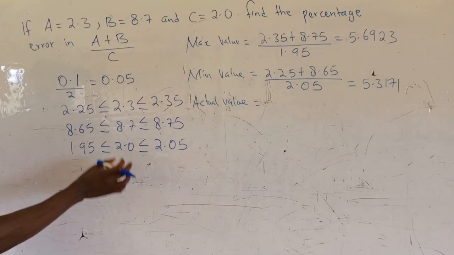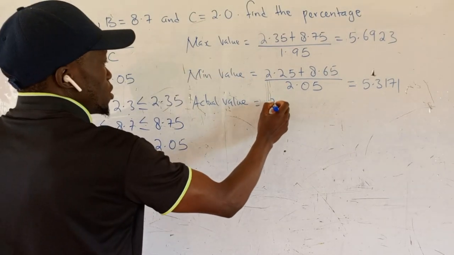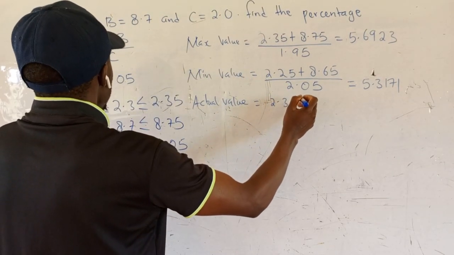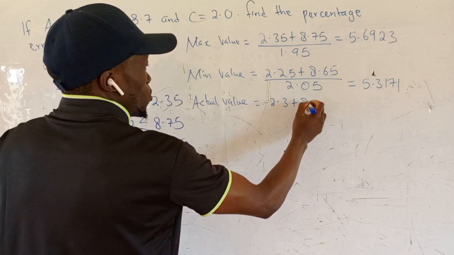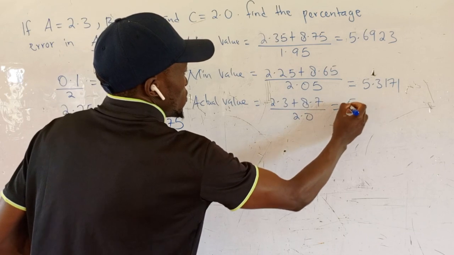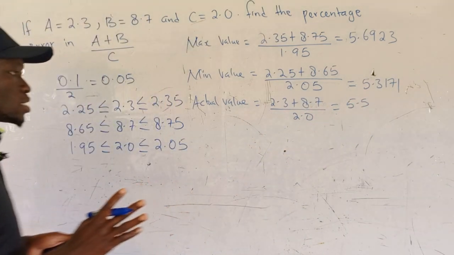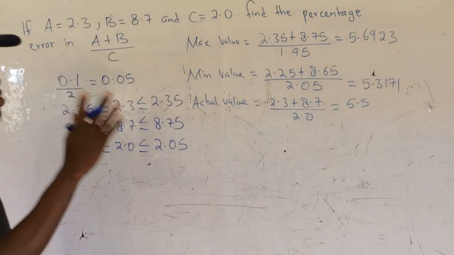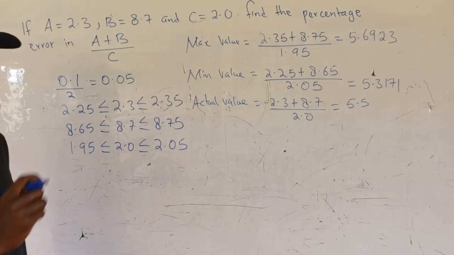Now the actual value is, you just take this one the way they are. So A is 2.3 plus B, which is 8.7. We divide by 2.0. So this one will give us 5.5. So that is the maximum value, the minimum value, and the actual value.